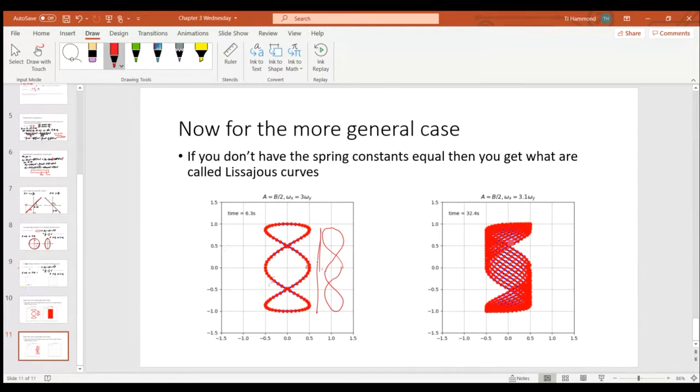In the case where omega x were equal to pi omega y, then in that case this will never actually repeat on itself because it's an irrational number. Same thing as if you had omega x equal to root 2 omega y. Because it's an irrational number, these things will never return back to the original position.